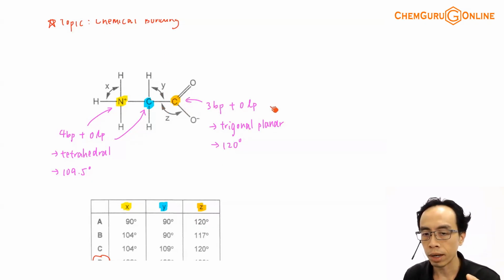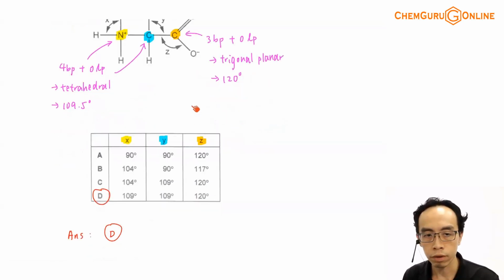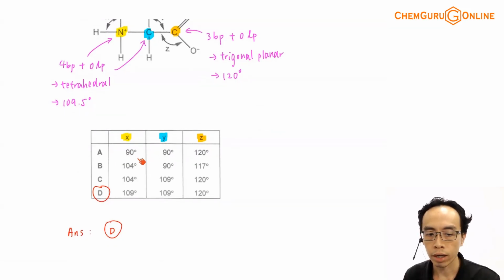So in this case, this is 3 bond pair, no lone pair. The shape is trigonal planar. Bond angle is 120. So Z bond angle should be 120. So very straightforward exercise here. X and Y are 109. Then Z is 120. Answer to this question is D.